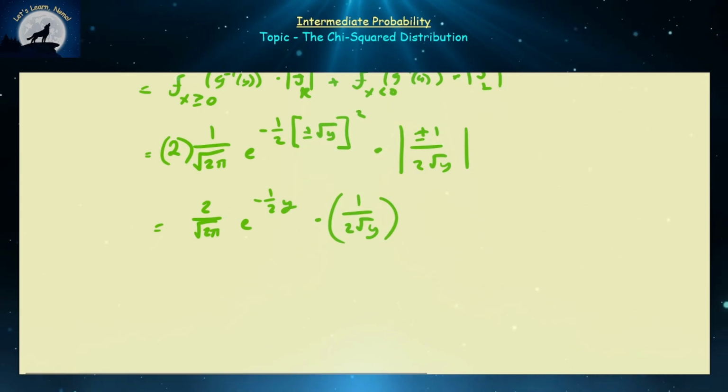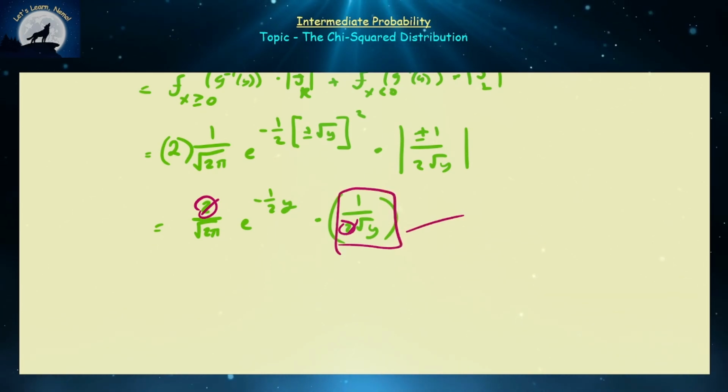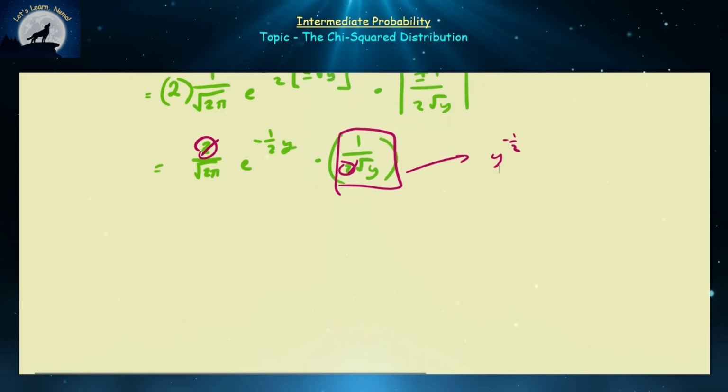Then we have some cancellations going on here. For example, the 2 and the 2 is going to cancel. And then we're going to have this square root of y term on the bottom, which is going to be mapping to y to the power negative 1/2. And that's going to give you your setup for the chi-squared distribution.